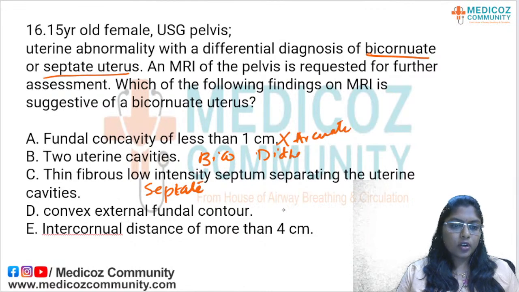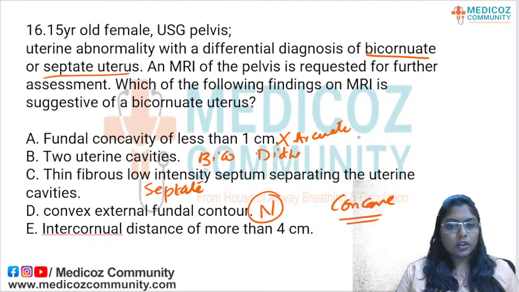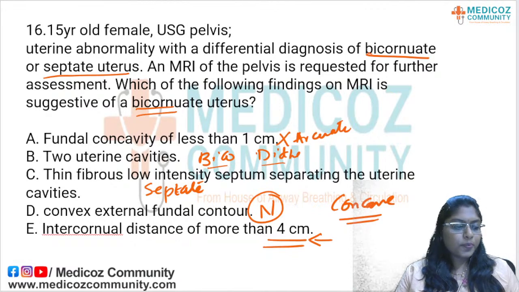Convex external fundal contour. Yes, there is convex external fundal contour, but it is there for bicornate, didelphus. Convex external fundal contour is for the normal uterus. Whereas a concave indentation is there for all of the things we have discussed, that is bicornate, didelphus, and as well as for arcuate. Intercorneal distance of more than 4 centimeters is a definitive statement to tell that it is a bicornate uterus. So good, you have given the correct answer.